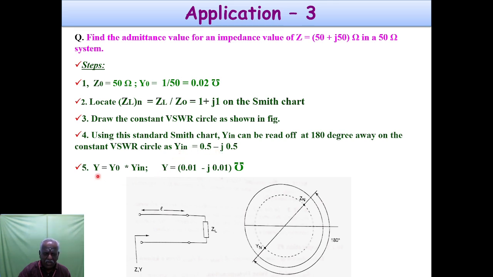admittance. So the normalized input admittance you have read, and you can find the real value of admittance: the normalized value times the characteristic admittance, that is 0.02 mho. So it is 0.01 minus j0.01 mho. This is the admittance value. So the impedance value is converted to an admittance value using the Smith chart.